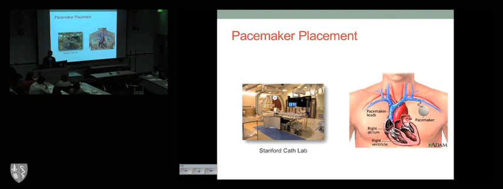So this is how we place it. We have a specialized operating room. This is the operating room here at Stanford that we use. And what we do is we make a very small cut right under the left shoulder. We find the veins that we place wires in through, and then we connect those wires to the heart muscle itself, and then we connect those wires to the pacemaker, and the pacemaker goes right under the skin over the muscle.